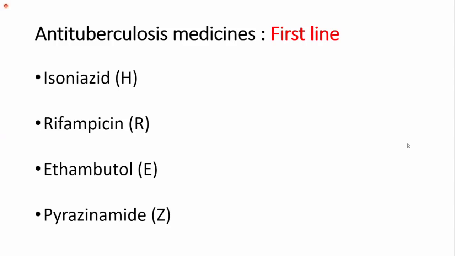Anti-tuberculosis medicines are mainly in 2 categories. We call the commonly used ones the first line, which we try to use in the first instance, and failing which we go to another line of medicines which we call the second line. The first line medicines are isoniazid, referred to as H, rifampicin, referred to as R, ethambutol, referred to as E, and pyrazinamide, referred to as Z. In Sri Lanka these medicines are mainly reserved for the treatment of tuberculosis to prevent resistance, because we have a high prevalence of tuberculosis in the country.